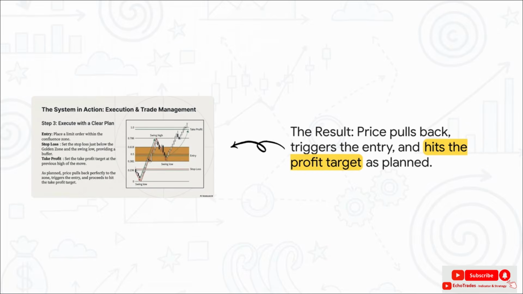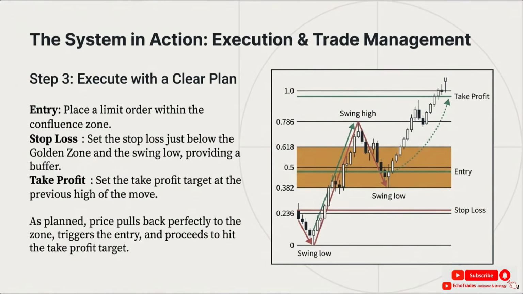And here's how it played out. Price pulls back perfectly right into our little confluence hotspot, triggers our entry order, and then heads straight up to our take profit target, a perfect trade. That right there is the power of having a system. We took a tool that confuses most people and turned it into a precision-guided entry machine.